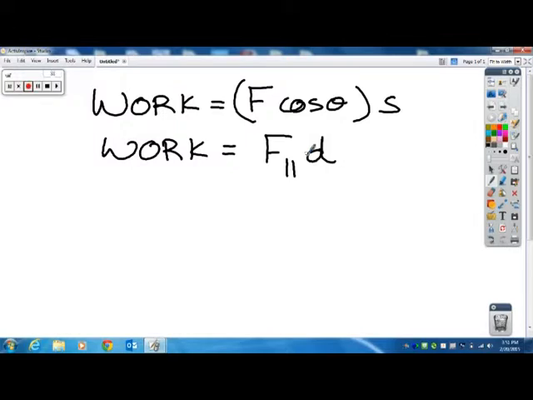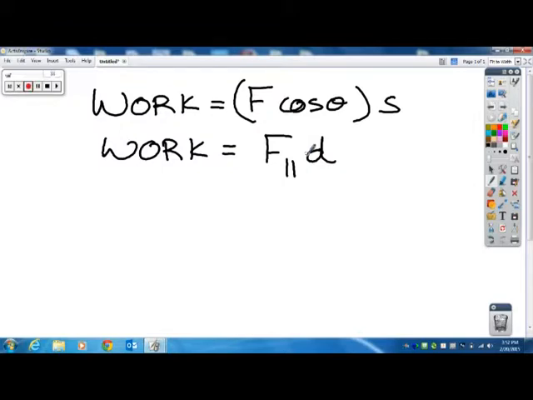So I simply say to calculate work, you need to take the force that's parallel to the displacement. And that symbol right there, the two parallel lines between the F and the D for displacement, just stands for parallel. It's a reminder that if you want to calculate the work, find the force that's parallel to the displacement. So I'm going to give you a couple of examples.